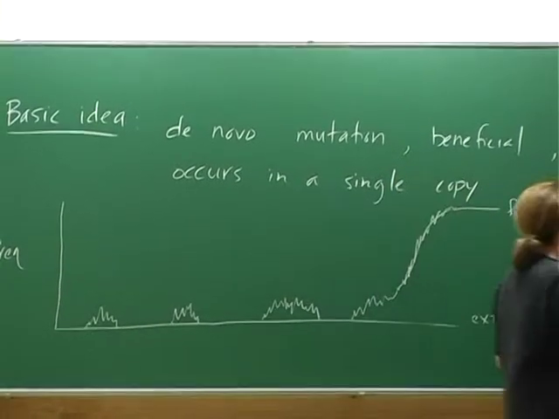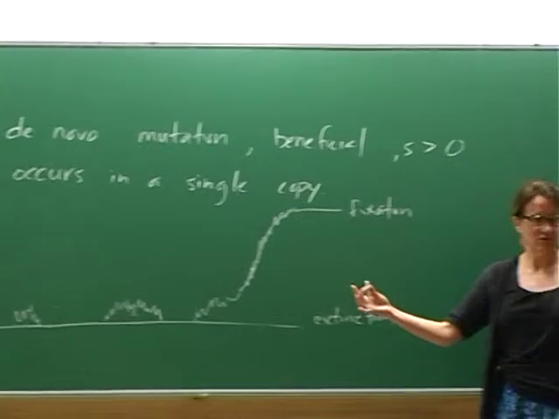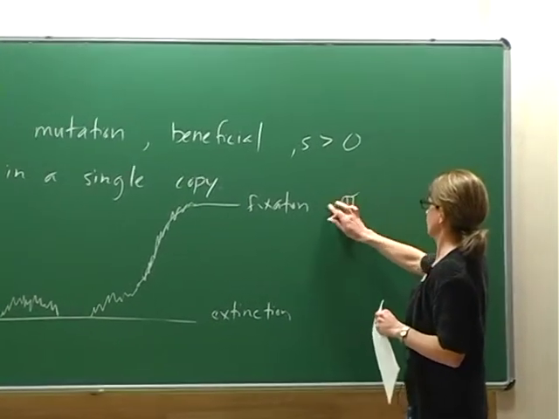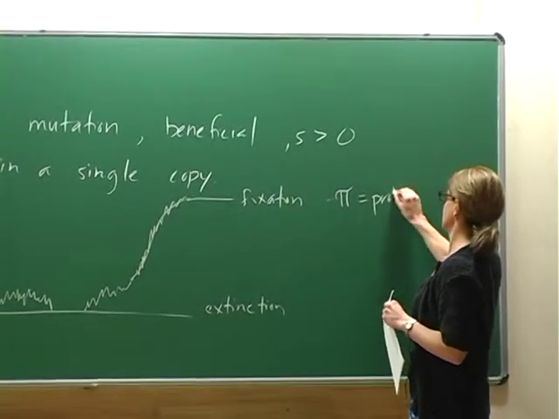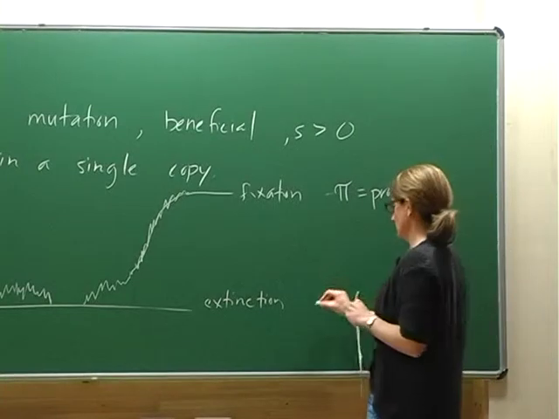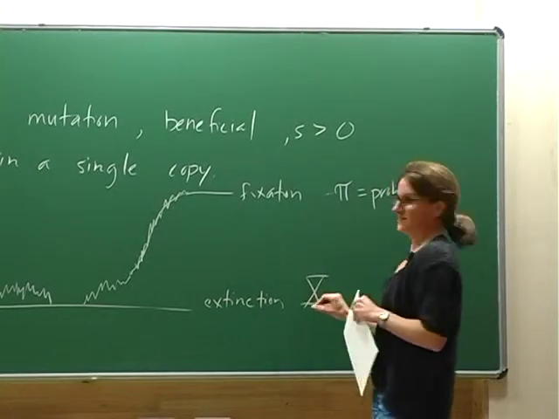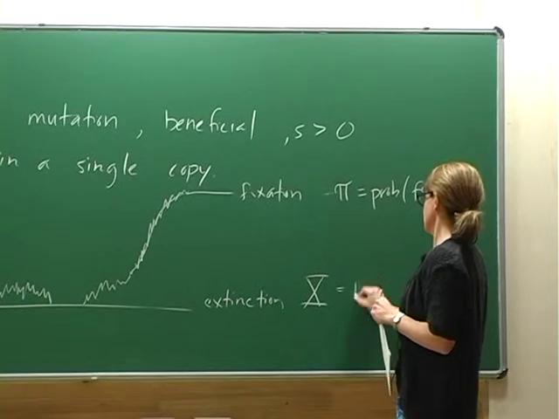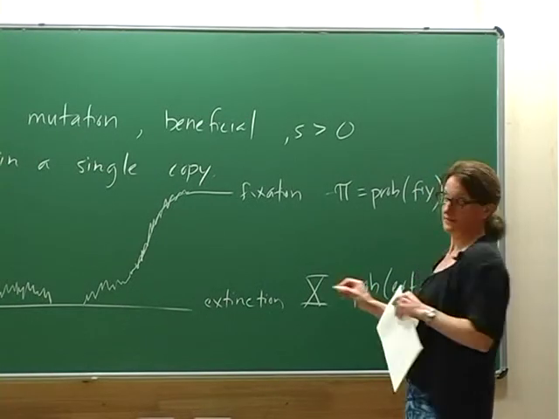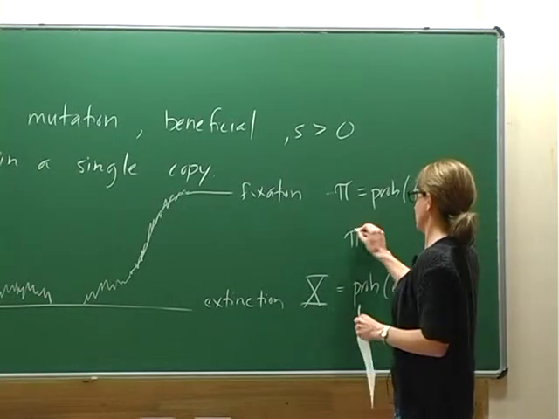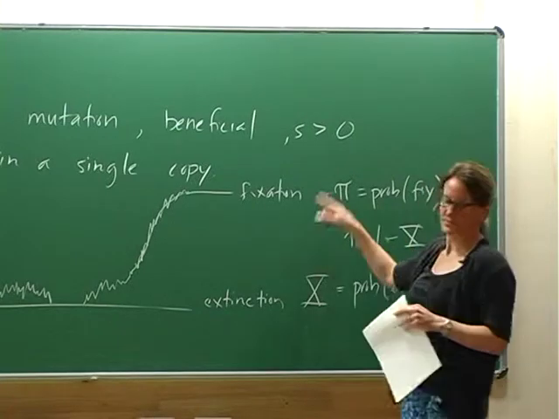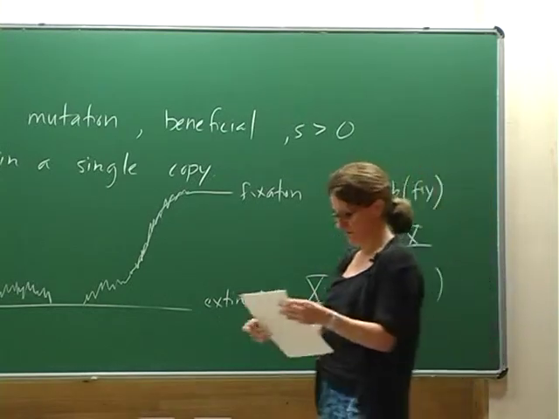Sorry. And just throughout the lecture, to make it easier, I'm going to use pi for the probability of fixation, which will save me writing probability of fixation a lot, and I'm going to use big X for extinction. And obviously, pi is 1 minus x, right? But sometimes it will be more convenient for us to use one or the other.